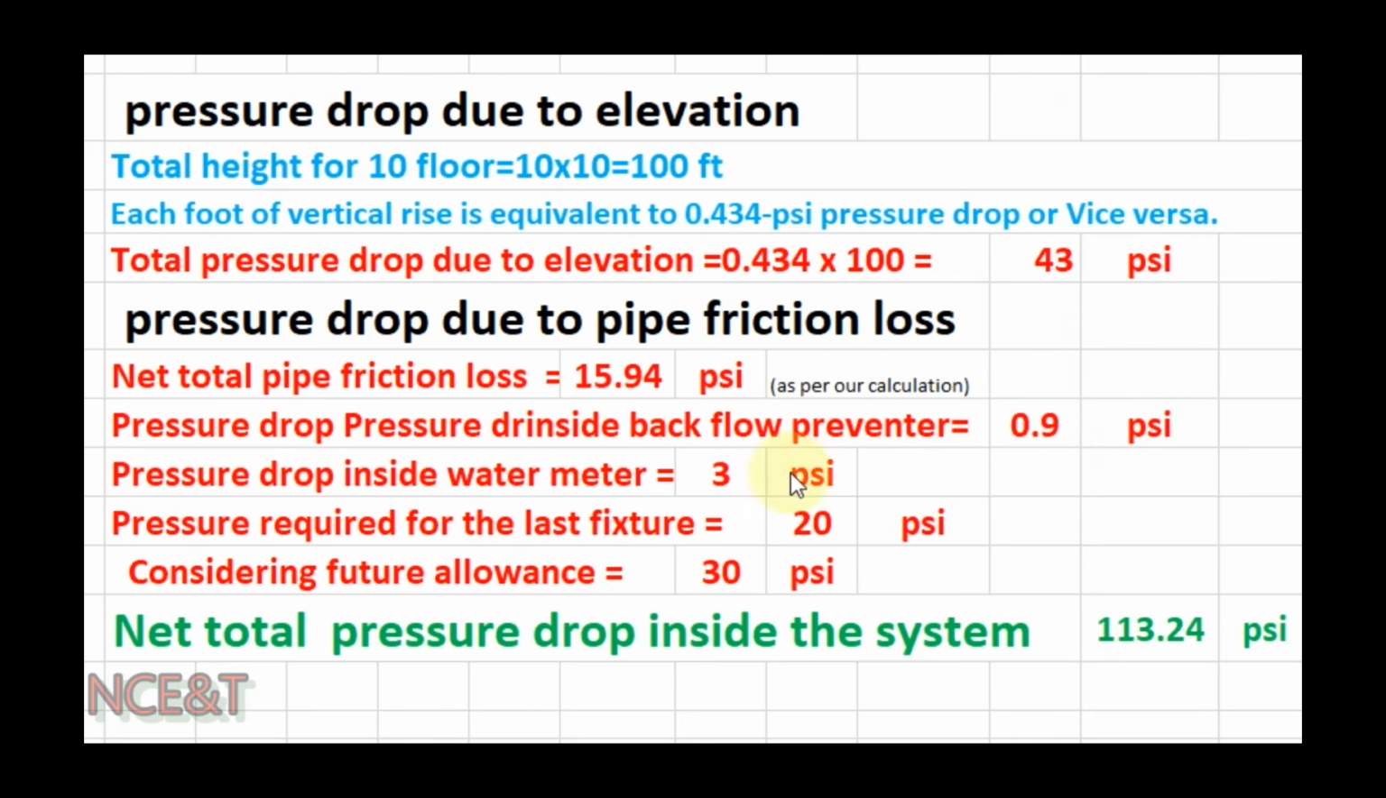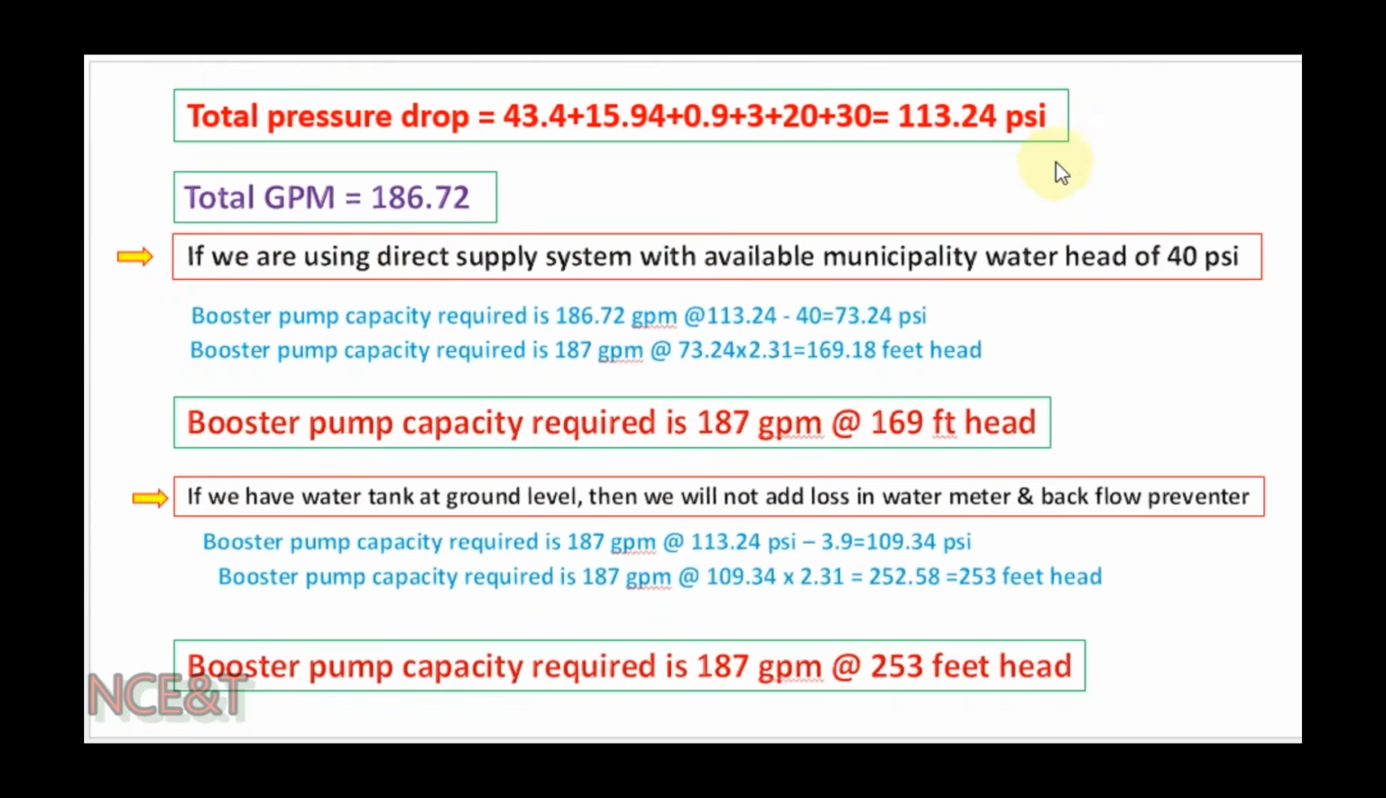Let us assume the pressure drop inside the backflow preventer is 0.9 psi and the pressure drop inside the water meter is 3 psi, and the pressure required for the last fixture, that is the WC with flush tank, is equal to 20 psi. Considering a future allowance of 30 psi, the net total pressure drop inside the system will be 113.24 psi. The total pressure drop in the system is equal to 113.24 psi, and the total water needed for the building is 186.72, or we can take it as 187 GPM.